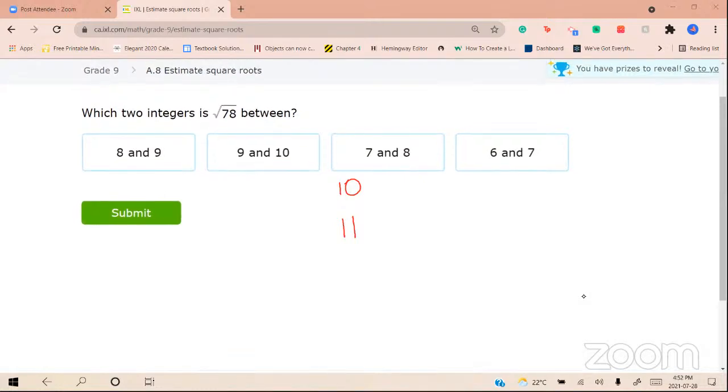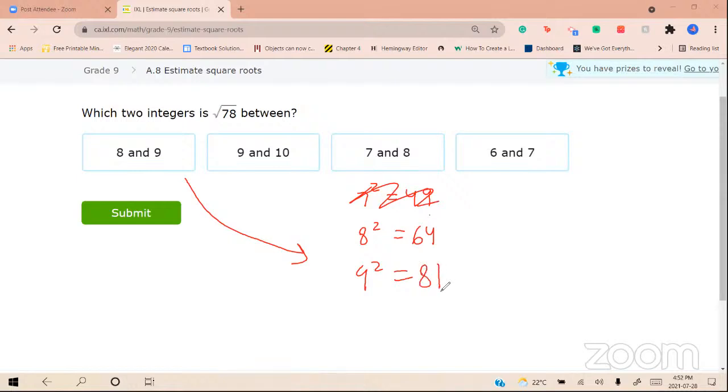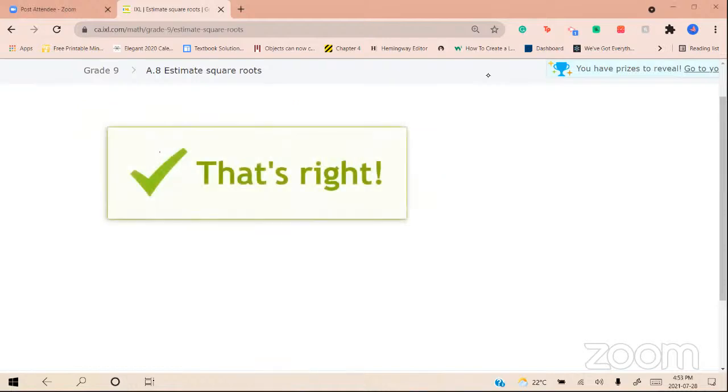Which two integers is root 78 between? 8 and 7. Okay, so let's see. 7 squared is 49 and 8 squared is 64. 8 and 9. 8 and 9, yes. Because 8 squared is 64 and 9 squared is 81. So yes, 78 does come between that.